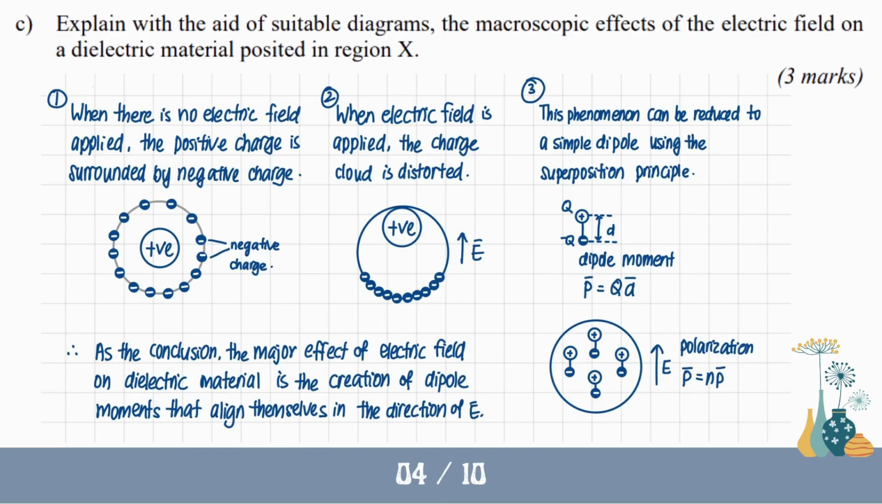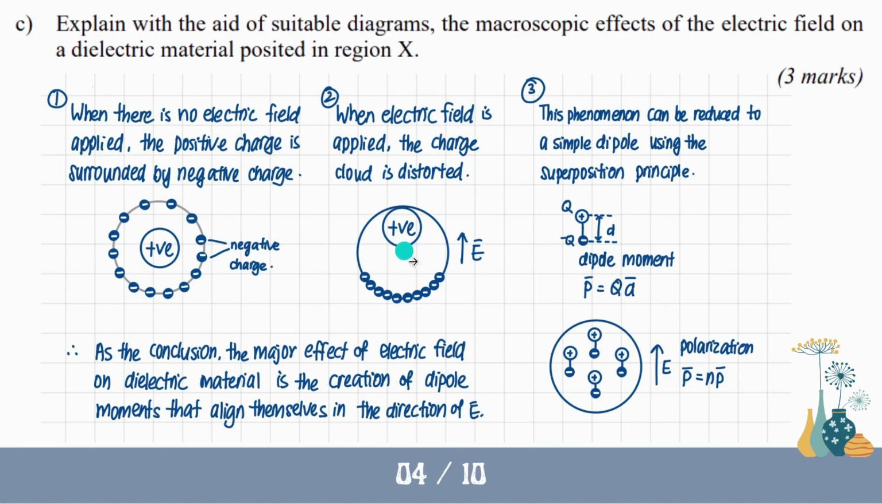Explain with the aid of a diagram the microscopic effect of the electric field in a dielectric material positioned in the X region. When there is no electric field applied, the positive charge is surrounded by the negative charge, as you can see in the diagram. Next, when an electric field is applied, the charge cloud is distorted. All the negative charge will be accumulated here, and the positive charge will go away from the negative charge. This phenomenon can be reduced to a simple dipole using the superposition principle.